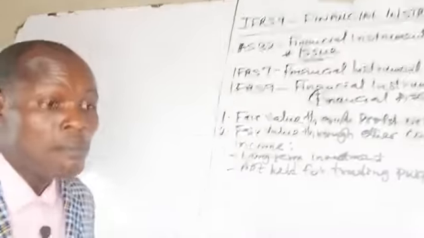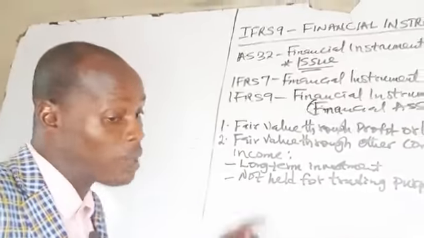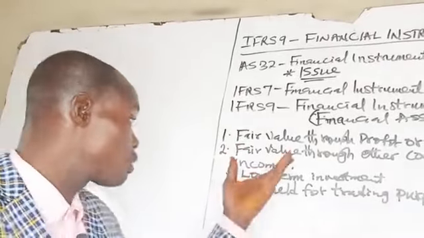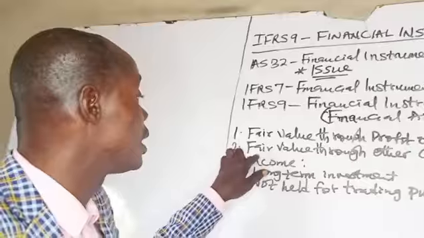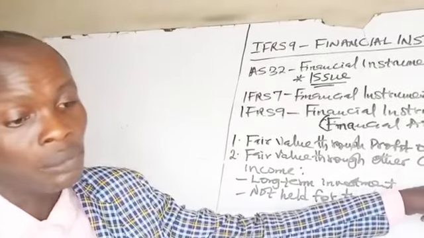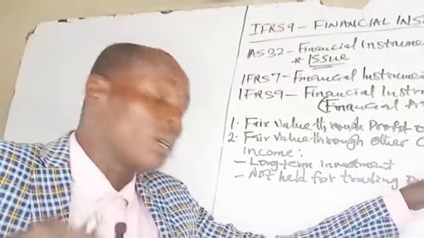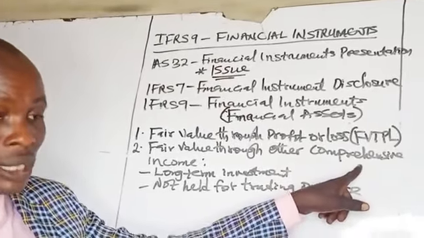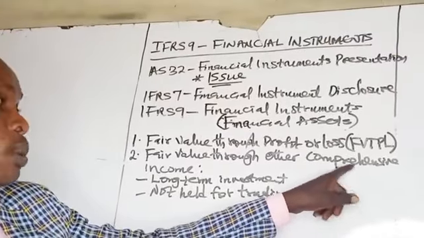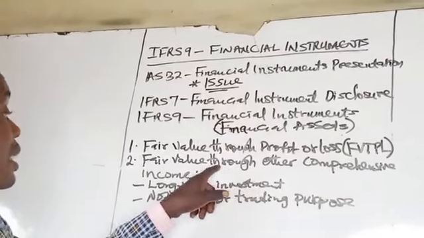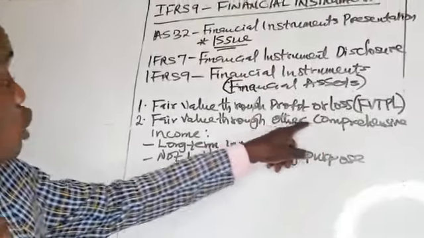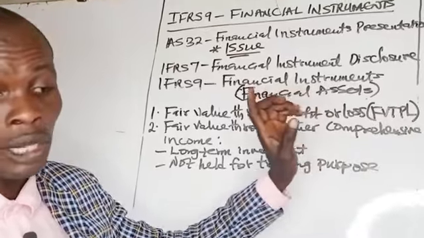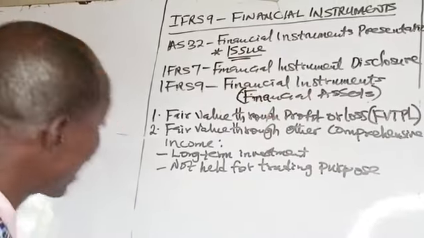An entity may designate an investment as fair value through other comprehensive income on acquisition. It is on the date of acquisition that the investment must be designated as fair value through other comprehensive income. Once this designation is made, it cannot be changed to fair value through profit or loss. If the investment has been designated as fair value through other comprehensive income, you cannot later change it to fair value through profit or loss. It's not allowed.